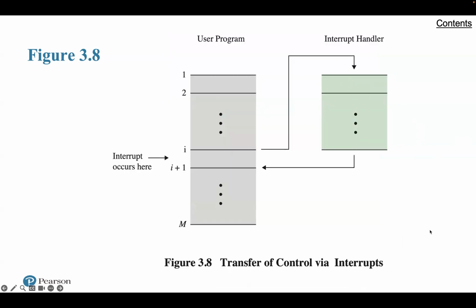From the point of view of the user program, an interrupt is just that, an interruption of the normal sequence of execution. When the interrupt processing is completed, execution resumes. Thus, the user program does not have to contain any special code to accommodate interrupts. The processor and the operating system are responsible for suspending the user program and then resuming it at the same point.